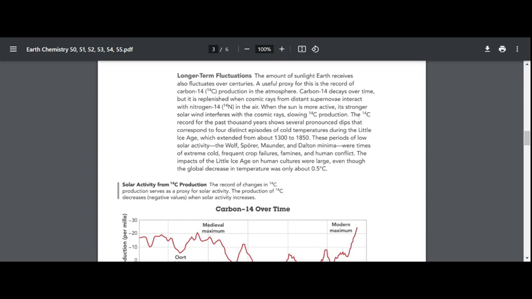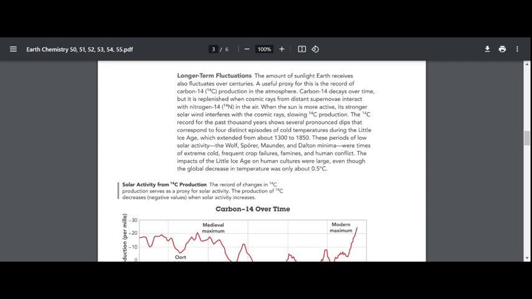The carbon-14 record for the past 1,000 years shows several pronounced dips that correspond to 4 distinct episodes of cold temperatures during the Little Ice Age, which extended from about 1300 to 1850. These periods of low solar activity, the Wolf, Spörer, Maunder, and Dalton minima, were times of extreme cold, frequent crop failures, famines, and human conflict.